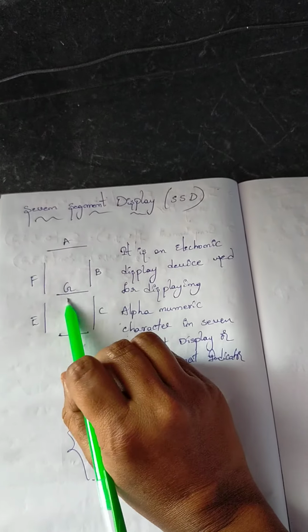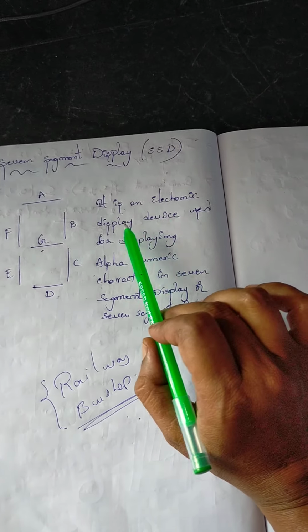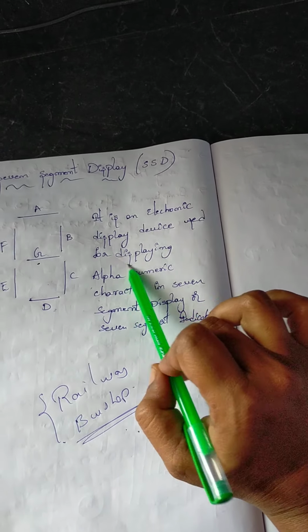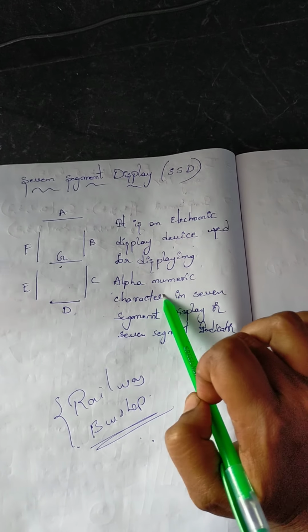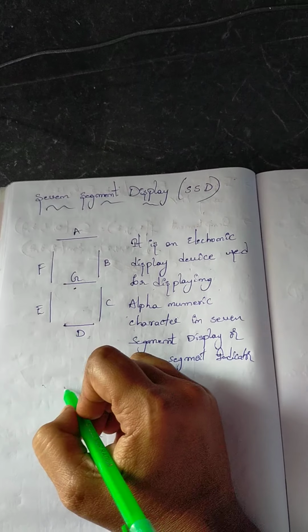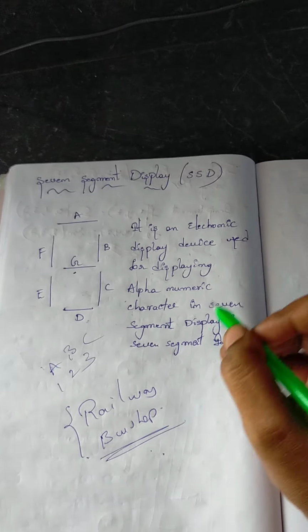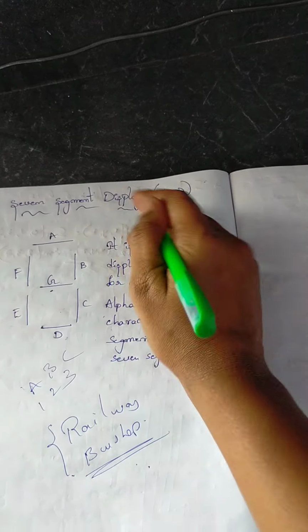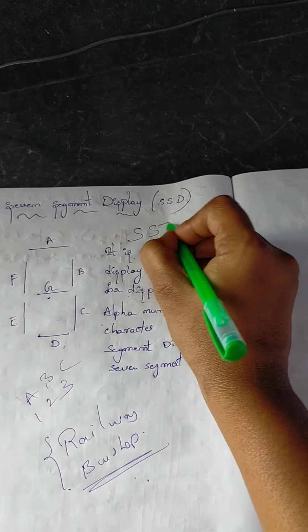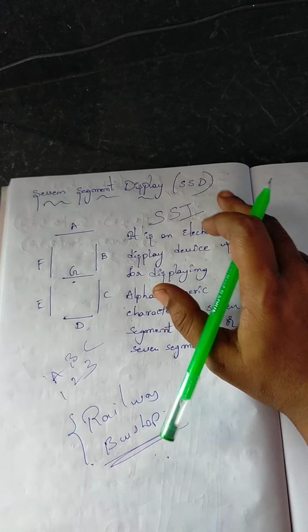This 7 segment display, SSD, is an electronic display device used for displaying purposes. We can display alphanumeric characters, meaning A, B, C or 1, 2, 3 or any other. This is known as a 7 segment display or 7 segment indicator.